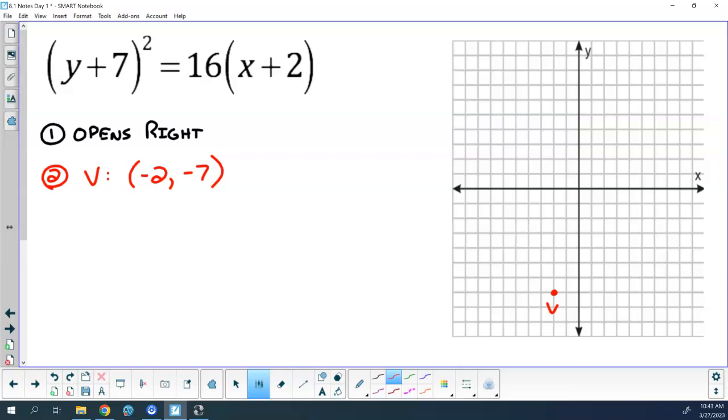Okay? Step number 3. We need to find P. What is 4P equal to? 4P is 16, so that means P is 4. Okay? So there's a distance of 4 to my focus and to my directrix. So you just don't look at the positivity. Don't look at the positive or negativeness of that number. Just put 4P equal to the number. Because it's a distance, so it's going to be positive no matter what.